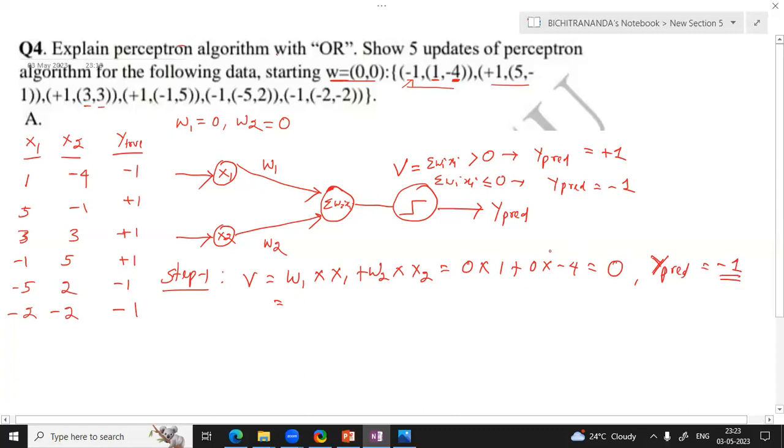Now what will happen? How do we update the weights? The perceptron algorithm says that if your Y true and your Y predicted are the same, then there is no need to update the weights. So here I'm writing: if Y true is equal to Y predicted, then no weight update.